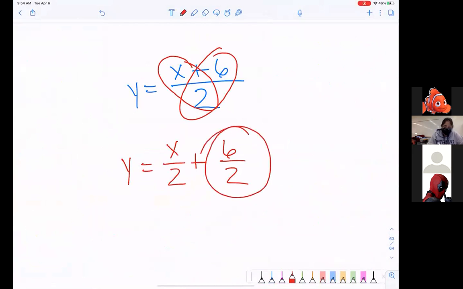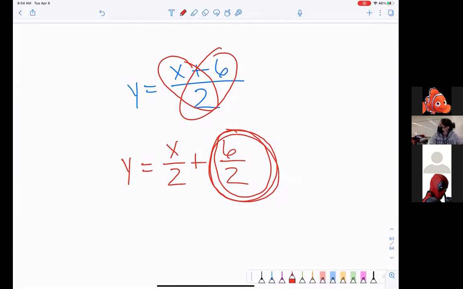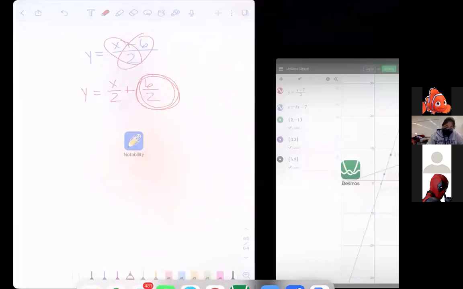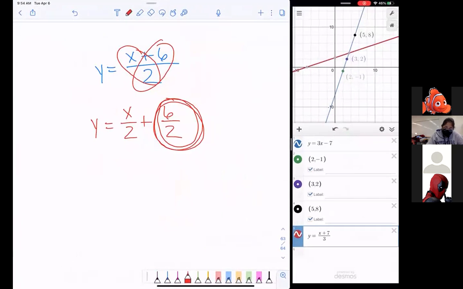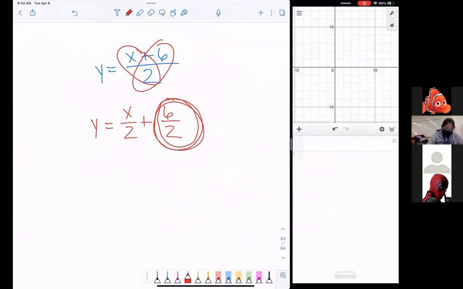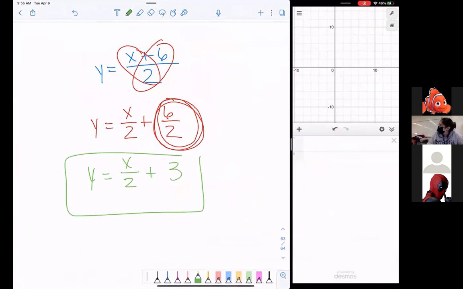Can I simplify this part? Can I simplify it? What is 6 divided by 2? Does anyone know off the top of your head? Yes, no, maybe so. Brian, do you know what 6 divided by 2 is? 3. Oh yeah, it's 3. Great job. Woo! All right, so you have y equals x over 2 plus 3. That would be your final answer. You would have simplified this to 3. Does that make sense? Yeah? All right, so make sure you're paying attention to that too.